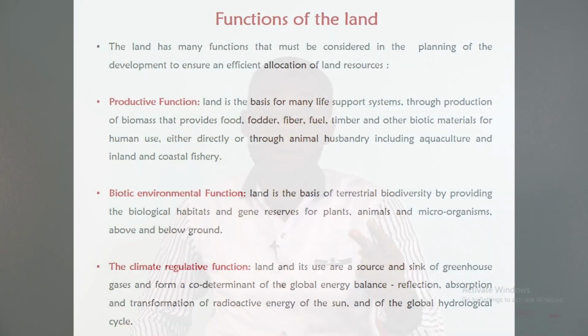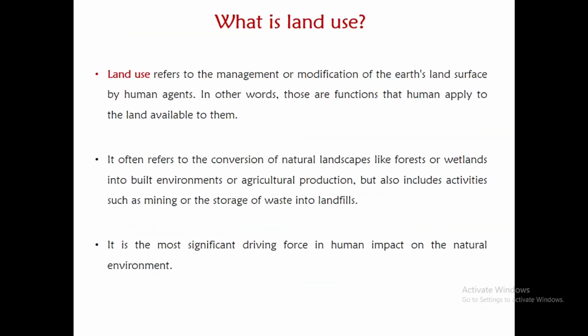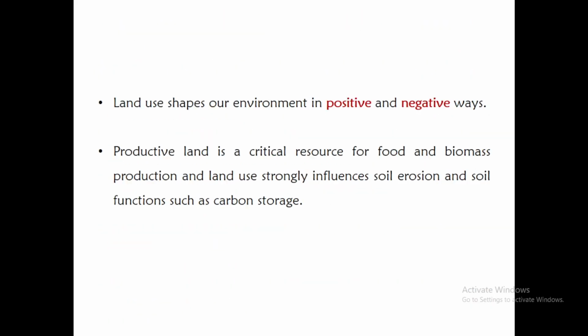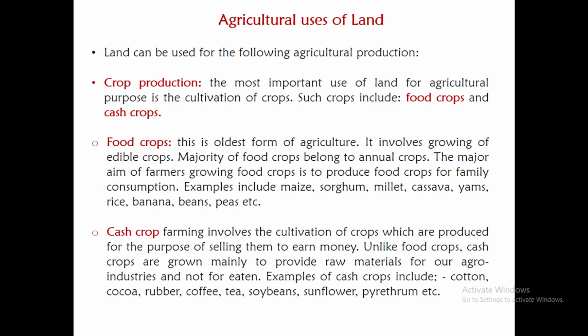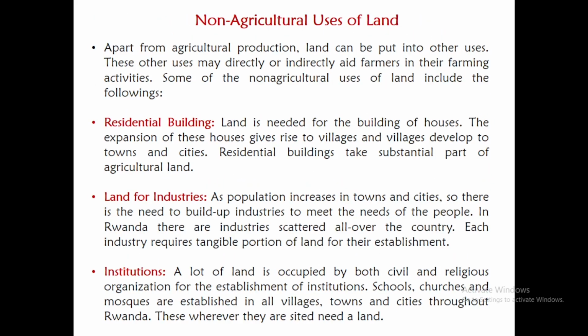for? The land is used for different purposes, but those purposes have been subdivided into two categories. We have what we call the agricultural land use, then we have the non-agricultural land use. Let's start by the agricultural land use. In agricultural land use, land can be used for the following agricultural production. Number one, we use the land as crop production. We need to produce for our own home consumption, and we also need to produce for the market. This is where we'll be talking about the food crops and cash crops.